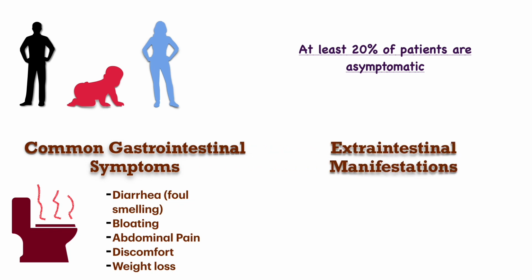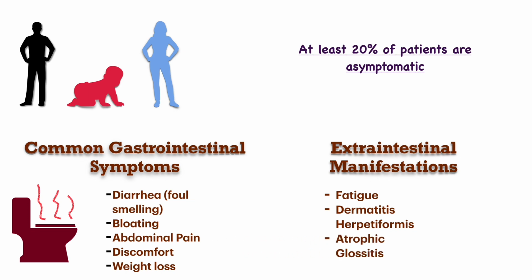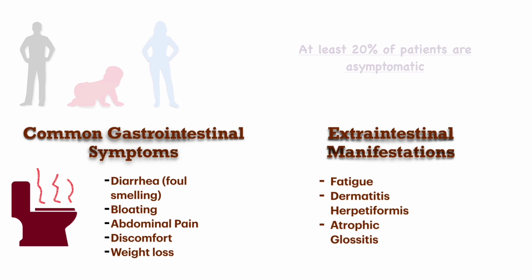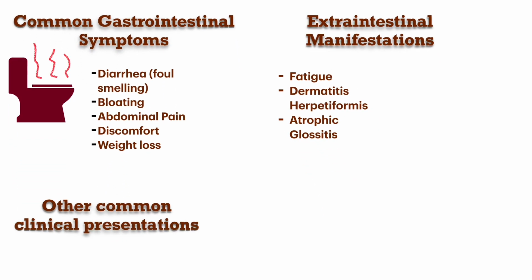So then you can have extra-intestinal manifestations as well. These can really vary. So we can have generalized fatigue. We can have dermatitis herpetiformis, which is a certain kind of skin condition associated with celiac disease and gluten sensitivity. Think of it as breaking out in the skin. Atrophic glossitis, so that is inflammation of the tongue as well, which can occur, and it can become flattened and atrophic in a similar fashion to the villi we were mentioning earlier on.